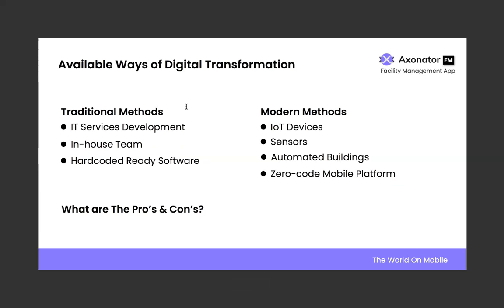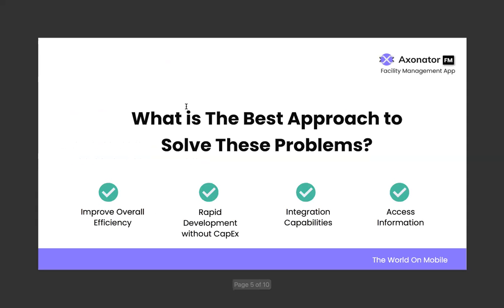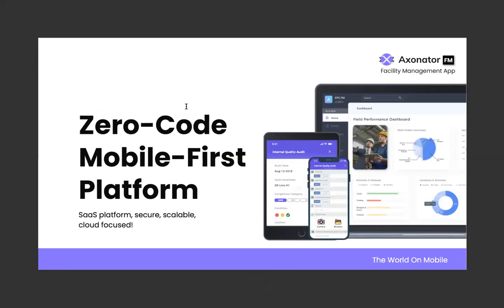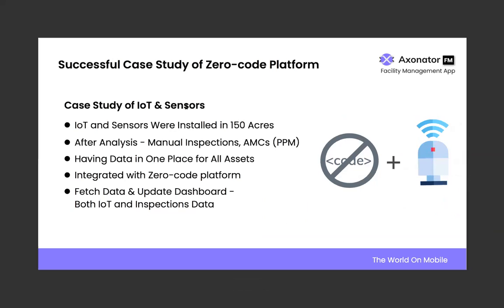So if there are a lot of methods and systems available in the market, what is the most suitable approach for digital transformation, one that gives you the ability to improve your overall efficiency, rapid development without capex, integration capabilities, and access to information? What we have seen is that a zero-code, mobile-first platform is important, which is a SaaS platform, secure, scalable, and cloud focused, which doesn't need a lot of infrastructure or a huge investment, and you also have control over overall cost and time.